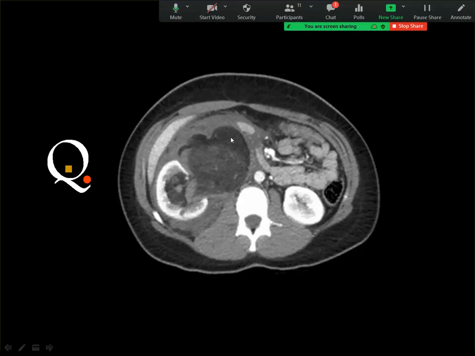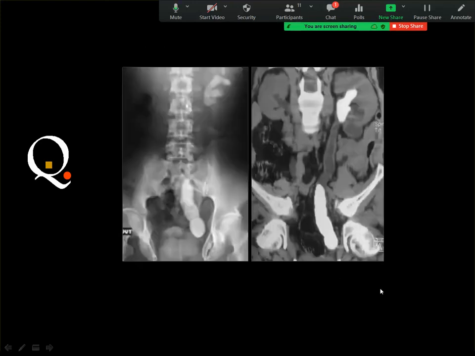Whenever you see a fat-containing lesion in the kidney, and you have some soft tissue surrounding the kidney which may represent hemorrhage due to the vascularity of the lesion, then there are 5 lesions containing fat in the kidney, including the lipoma, angiomyolipoma, the liposarcoma, the dermoid cyst, and the xanthogranulomatous pyelonephritis. The most common of these 5 is the angiomyolipoma of the kidney.